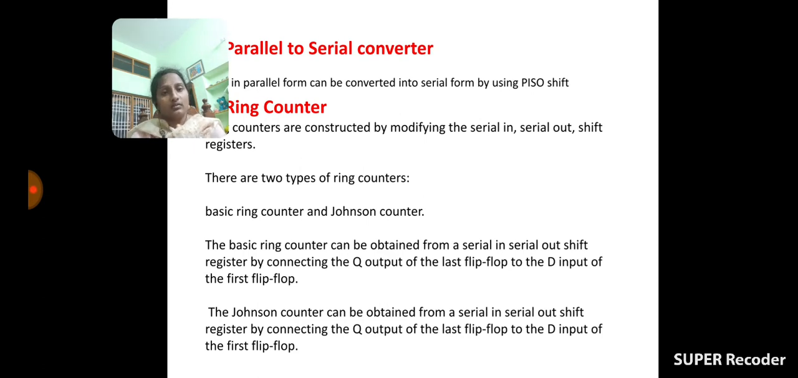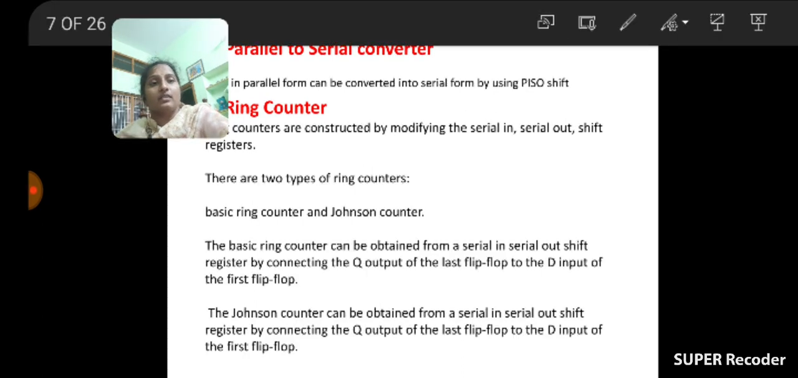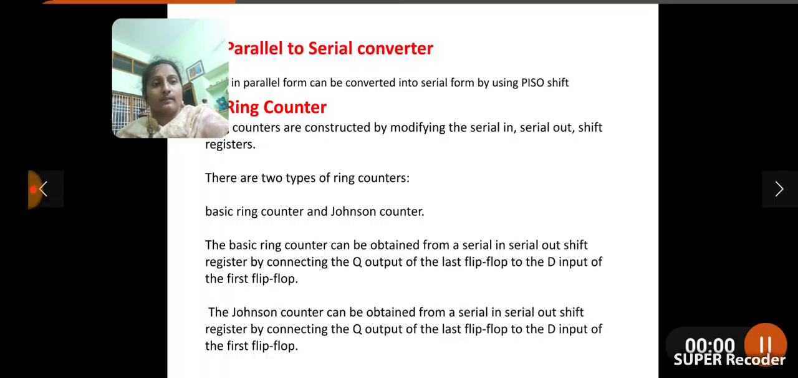But now we are discussing what? Ring counter. There are two types of ring counters. How many types of ring counters are there? Two types. What is the name of the first one? Basic ring counter.